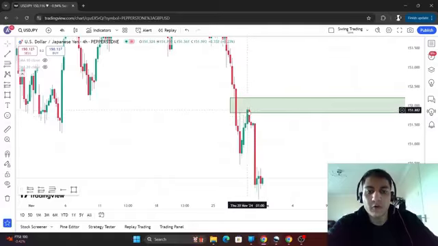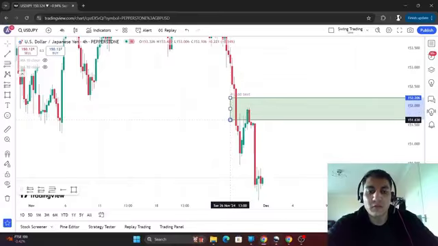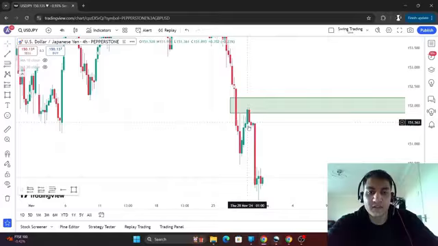Right, and you see how we just come up, we fill it again, and then we start reversing. Right, the fair value gap: once this wick's come in, it's covered part of the fair value gap. So this isn't the fair value gap anymore. This is the fair value gap that we're actually interested in. So that's something for your notes.